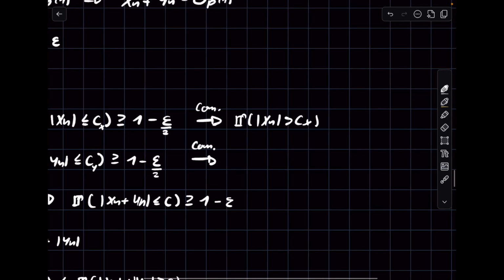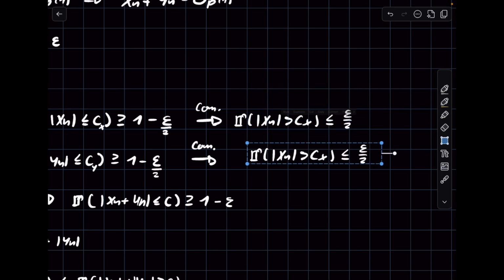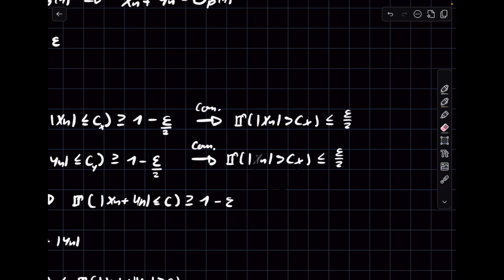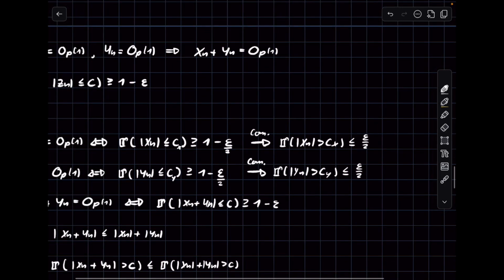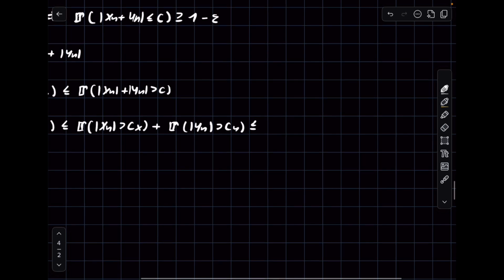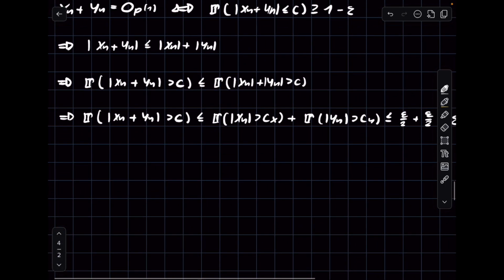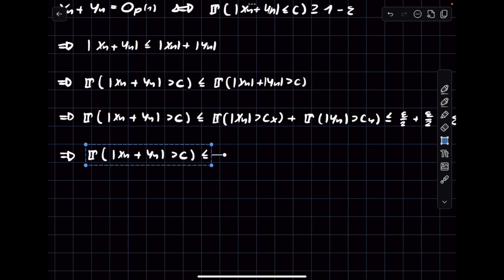C of x is going to be lower or equal to e over 2, right? And we take the same situation with y. We just replace the y's, right? Meaning that if we just add these up, we're going to have, right, which equals e. Meaning that this guy is going to be lower or equal to e.